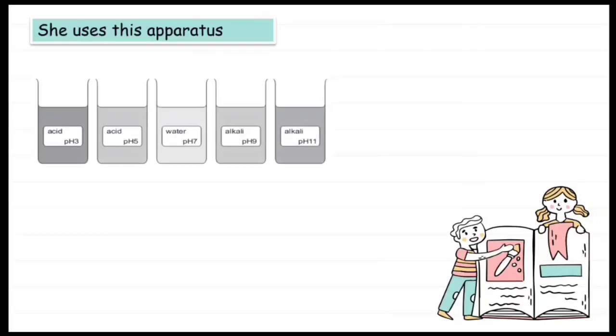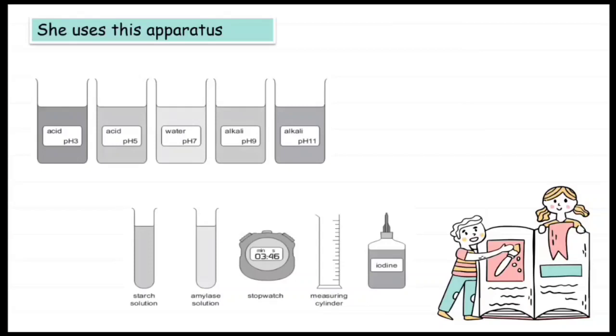There are 5 liquids with different characteristics. First is acid with pH 3, and then the second also acid with pH 5. The third is water with pH 7, and then alkali with pH 9, and the last also alkali with pH 11. And then this is the other apparatus: starch solution, amylase solution, stopwatch, measuring cylinder, and iodine.